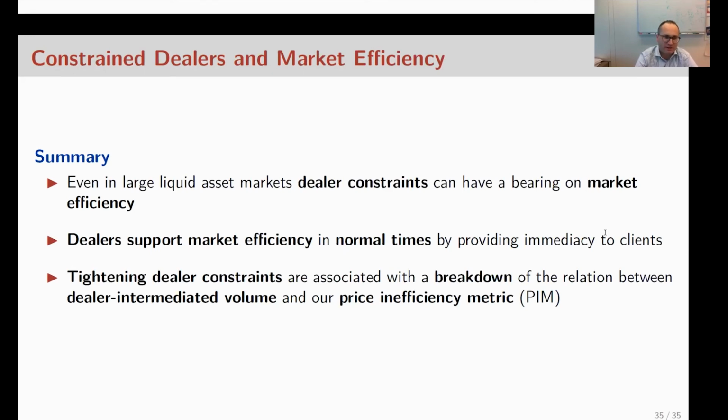This paper made the case that even in very large liquid asset markets like the FX spot market, dealer constraints can have a very significant impact on market efficiency. Dealers support market efficiency in normal times by providing immediacy to their clients. They do so by channeling volume to these clients. And so intermediated volume tends to rise whenever there is an inefficiency. But when we see tightening of dealer constraints, then this relationship between dealer intermediated volume and price inefficiency breaks down and weakens.